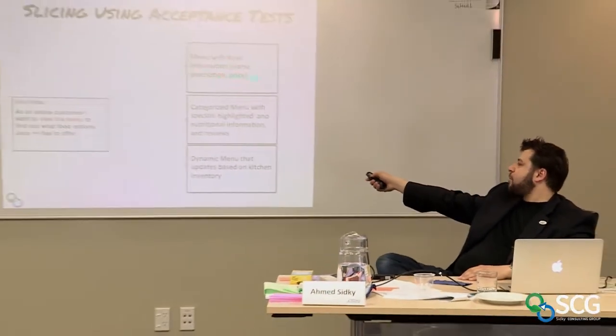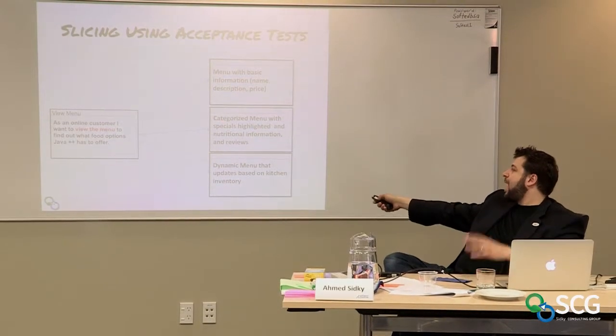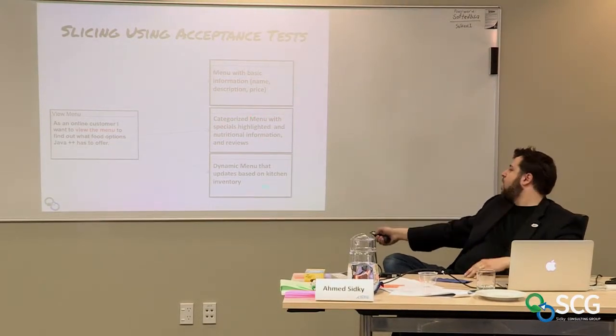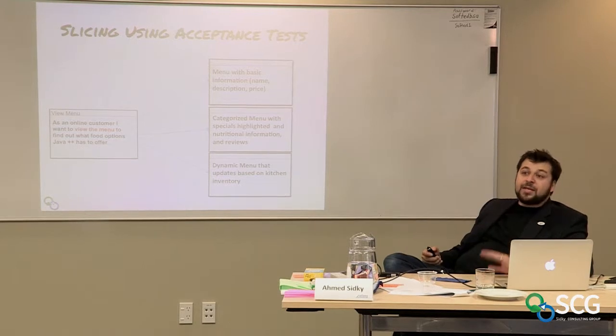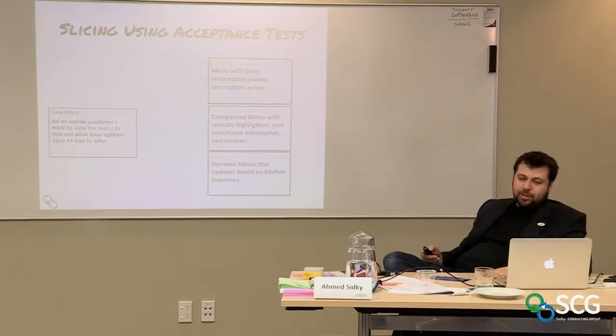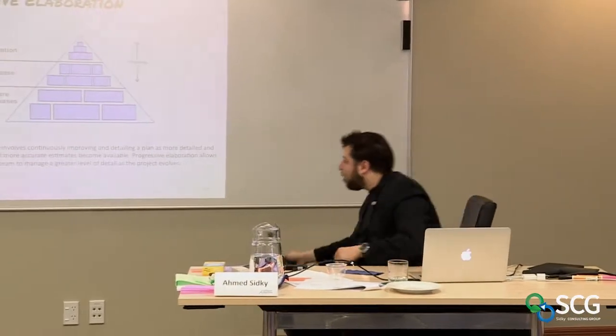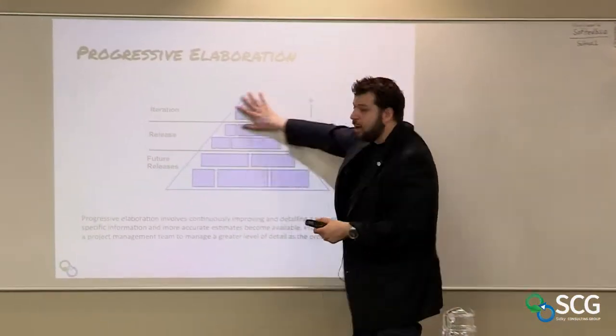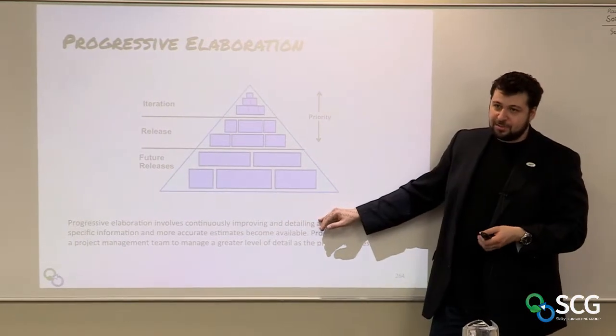Right? That has name, price, and description. The other is called categorized menu with special highlights. And the other is called dynamic menu. Now, this becomes a high priority, this is medium, this is a low. Totally fine. And this is actually how your backlog looks, right? Your backlog is prioritized, right?